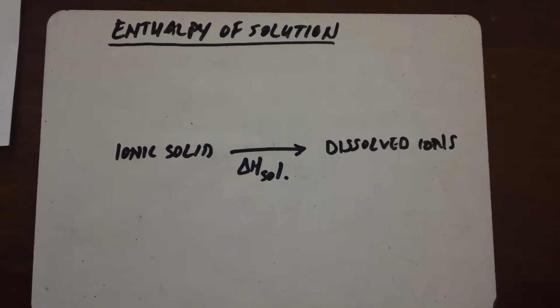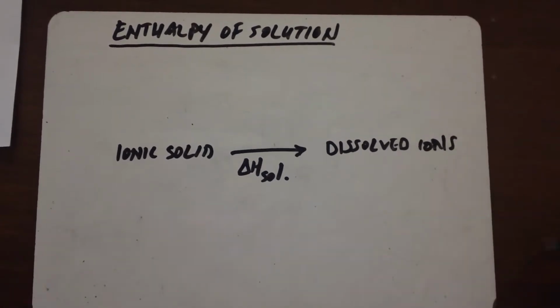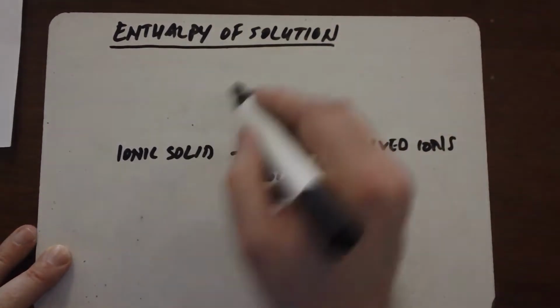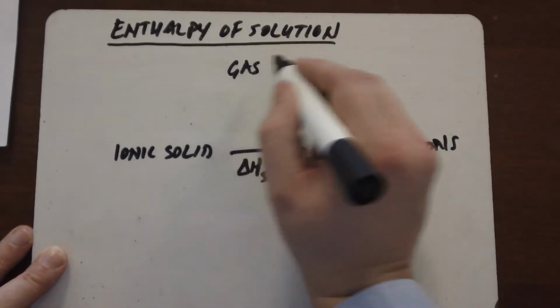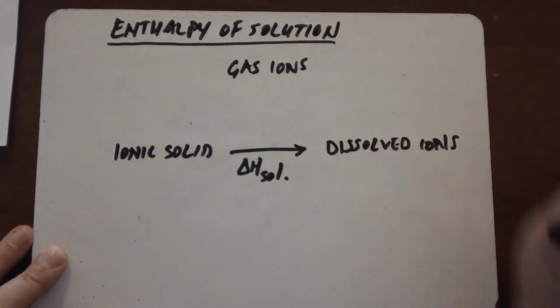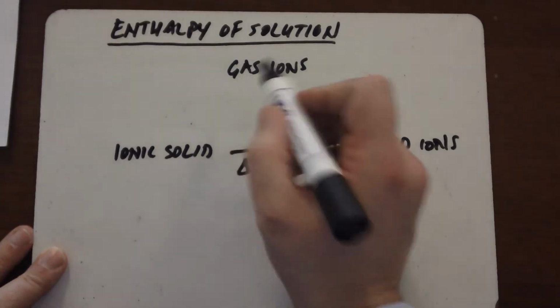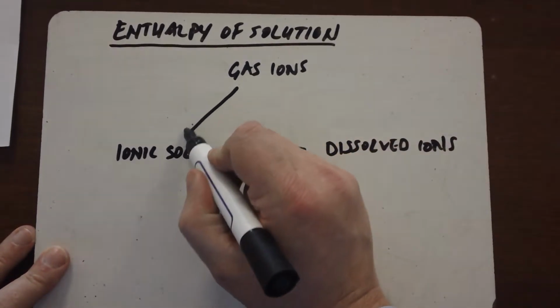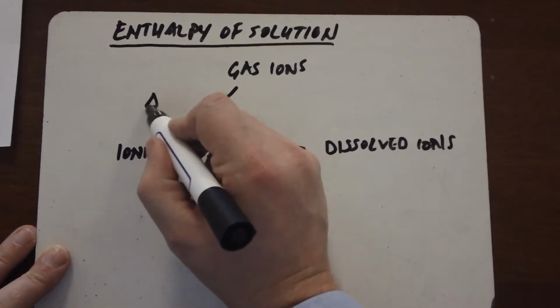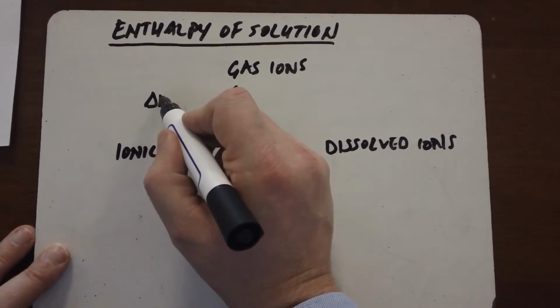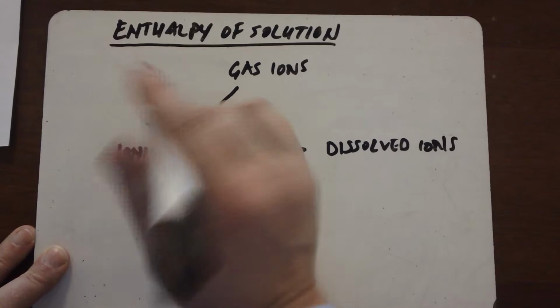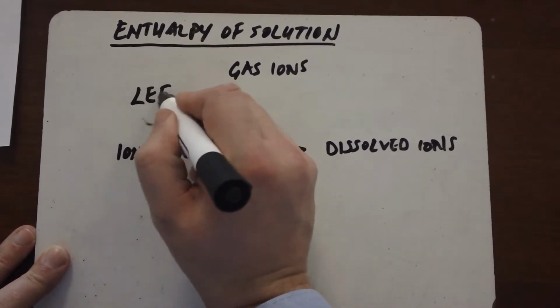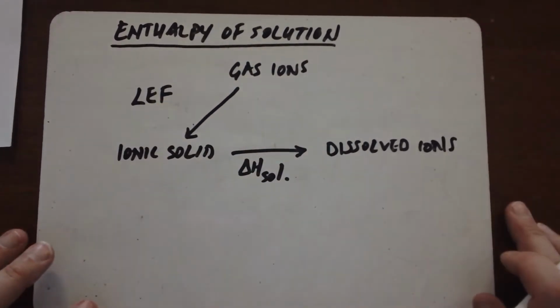Now, the alternative route is to actually form gaseous ions of this ionic solid. So we need to go from the ionic solid to the gas ions, or if we go from gas ions to ionic solid, what we're looking at by definition is the lattice enthalpy of formation, or LEF.